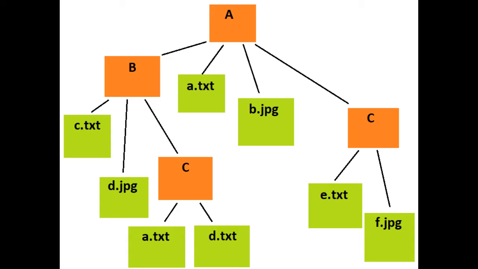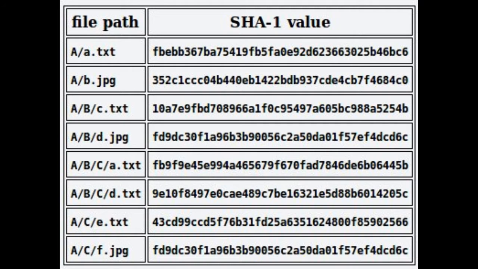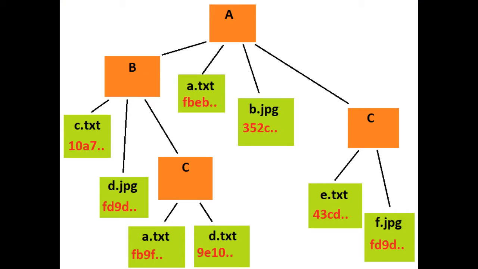Consider this simple file tree made of 4 folders named A, B, and C twice, and of 8 files. All are either text or JPEG files. Let us now compute the SHA-1 value for each of the 8 given files. Let these be the according results. Let us attach the hex40 value to each file in the tree image.